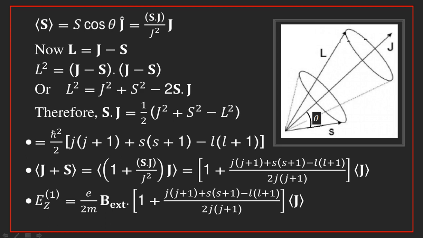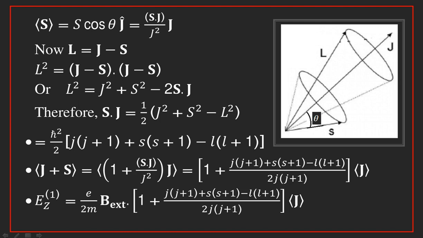If theta is the angle between S and J, then the projection of S will be S cos theta. Therefore, the average value is equal to S cos theta, because the components perpendicular to J are equally distributed in all directions in a plane perpendicular to the total angular momentum.